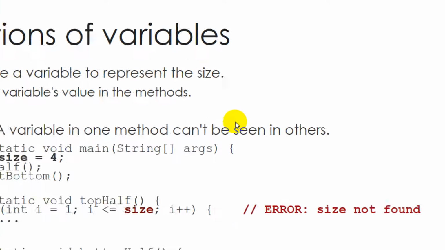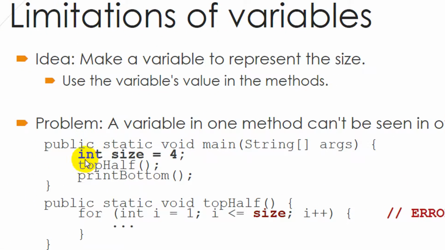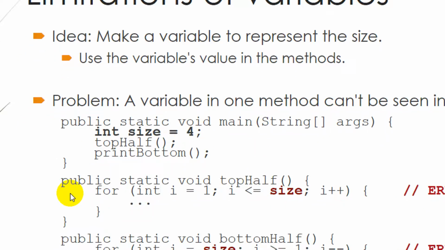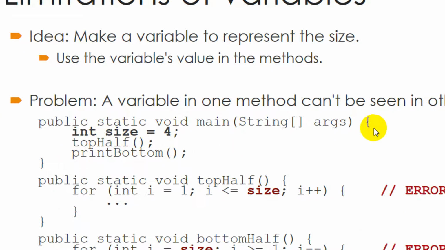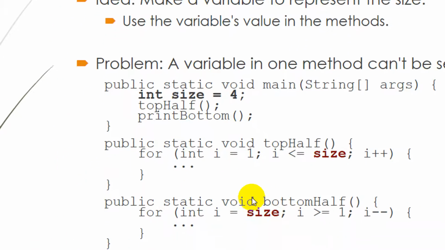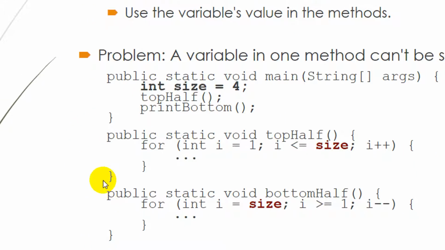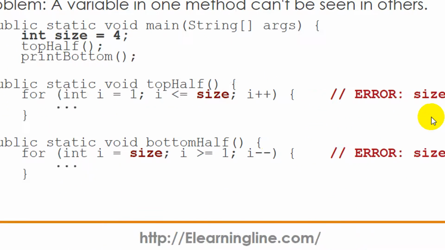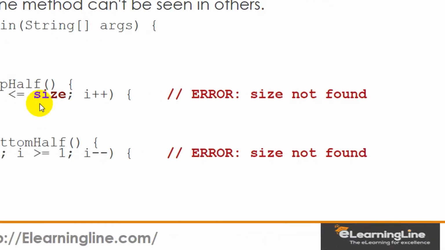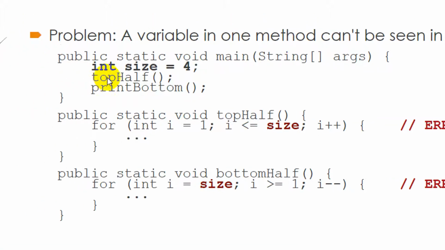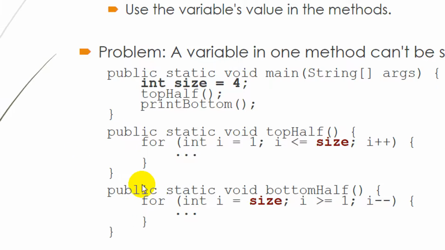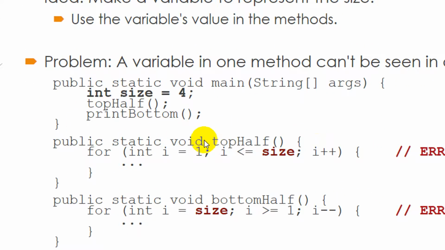Limitation of variable. When you declare integer size equal to 4 inside your main method, the scope of this size is only within this bracket. You cannot access the size in a different method. In a different method, you will start seeing the error size not found. So you are not allowed; the scope of the size variable is just limited to these two brackets. It cannot go beyond this particular method.